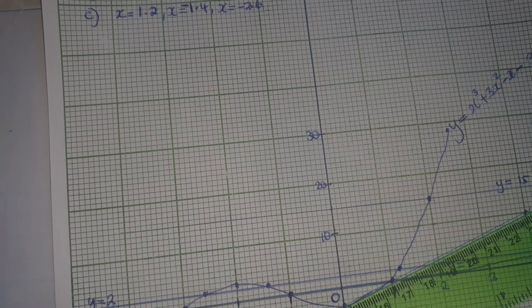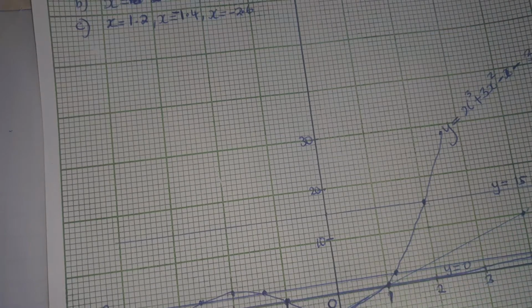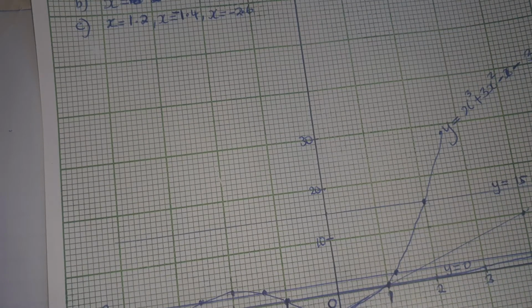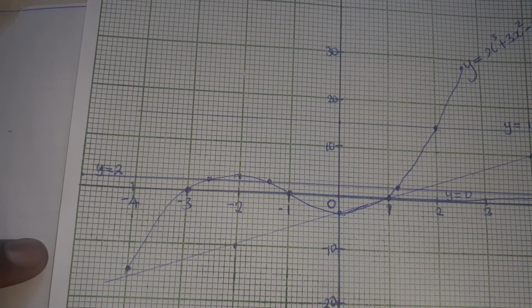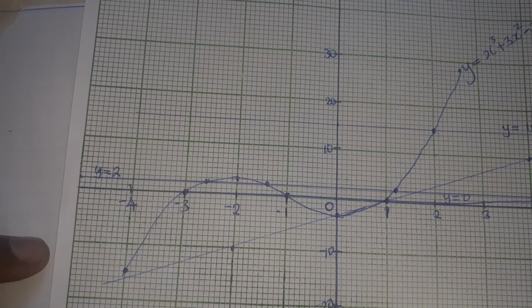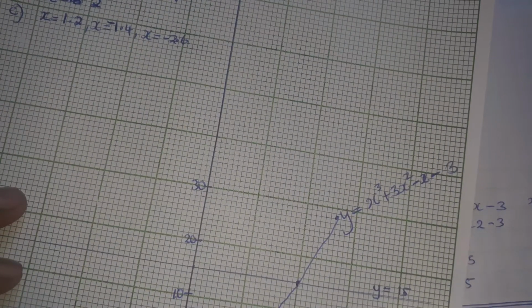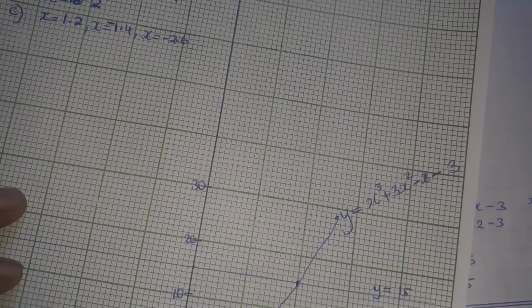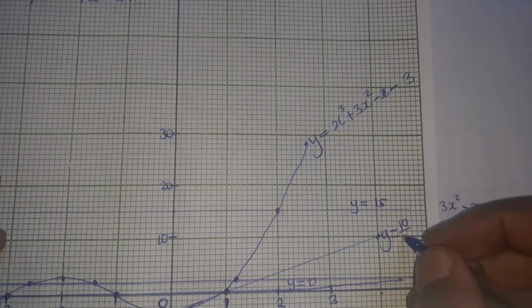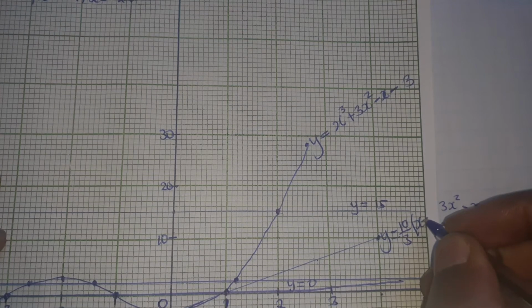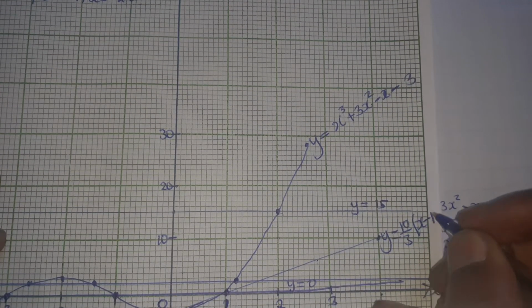So now, after I've drawn this straight line, now I'm supposed to get the coordinates on where. So this is what we are going to call this equation. We'll call it y is equals to what? 10 over 3 open brackets x minus 1.